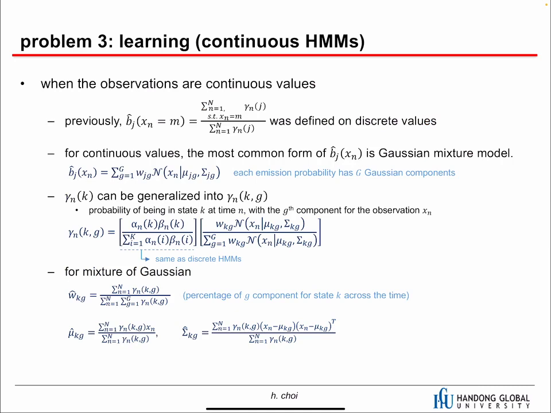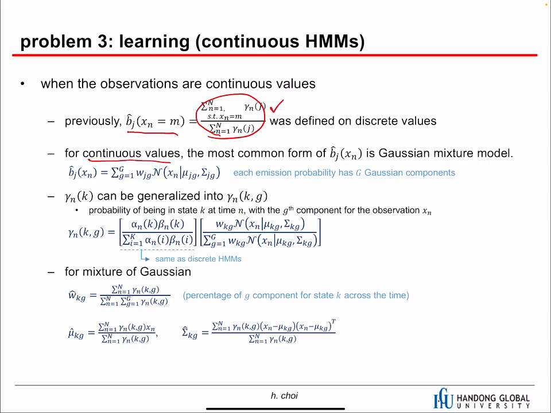Okay, in the previous slide we talked about discrete HMMs. The latent variable is always discrete, but discrete HMM means the observations are discrete. But what about continuous values for the observations? As I said in the previous slide, emission probability can be estimated by this ratio, and then this is a matrix. But for continuous values, this is not available.